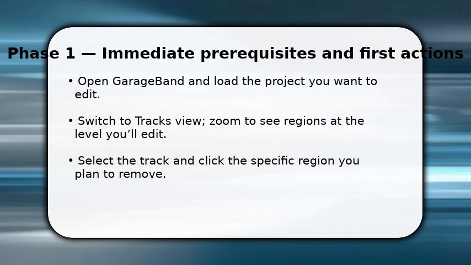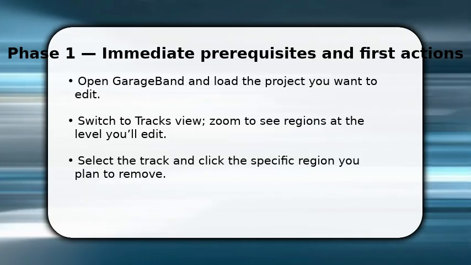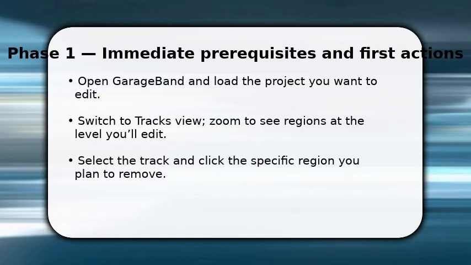You've opened GarageBand and loaded the project. Now focus. First, switch to Tracks view so you see regions across time. Click the track header to make sure the right track is active, then select the region you want to remove. Why? Because GarageBand only deletes what's selected, so precise selection prevents accidental loss.